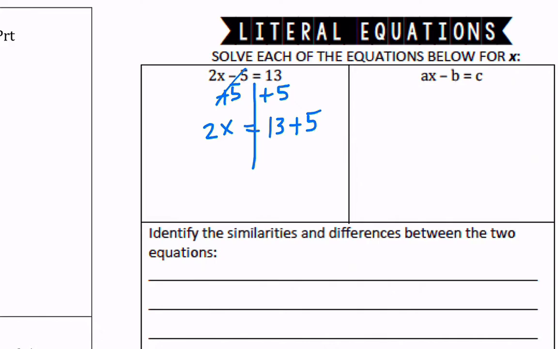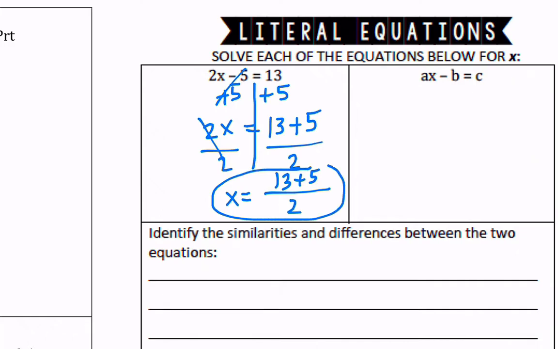Okay, so if I want x by itself, now I have to get rid of that coefficient, 2. So I need to divide both sides by 2. The 2 on top cancels the 2 on bottom, x falls down. On the other side, on the top, I had 13 plus 5, and on the bottom I had 2. And you could simplify that to get 9, but leave it this way for right now just because I want you to see the similarities between this one and then this literal equation right here.